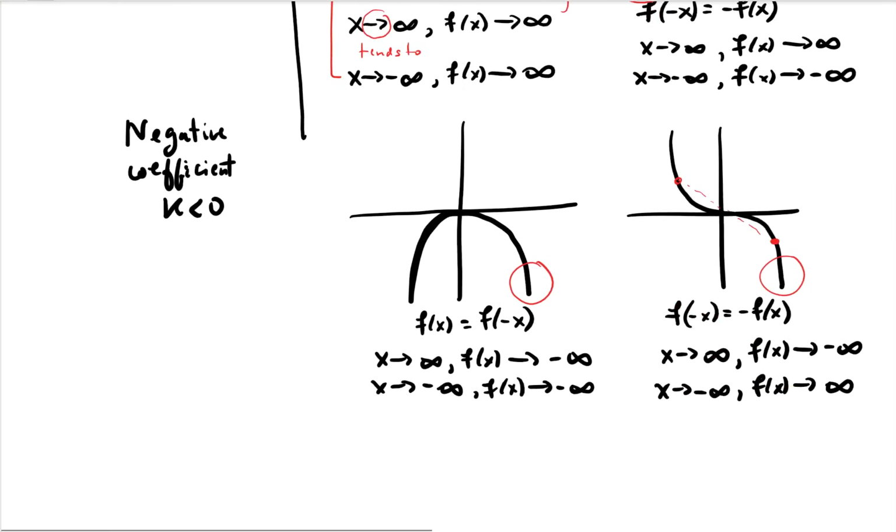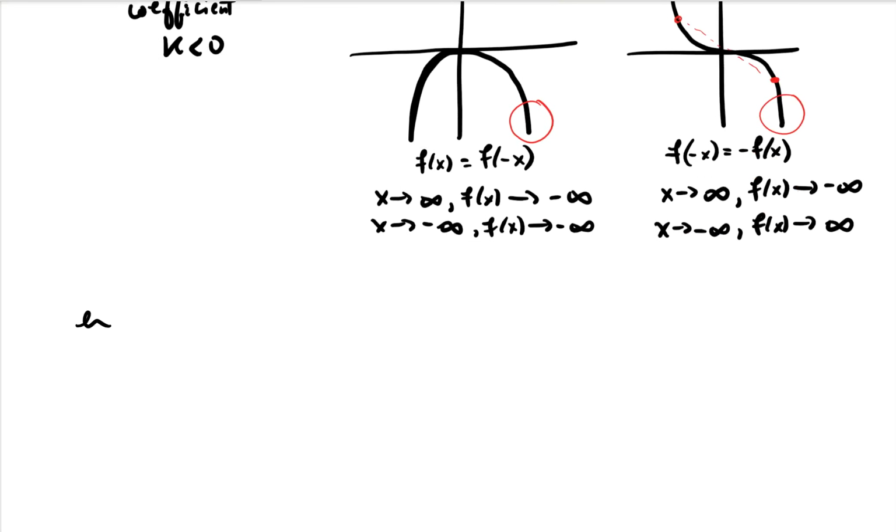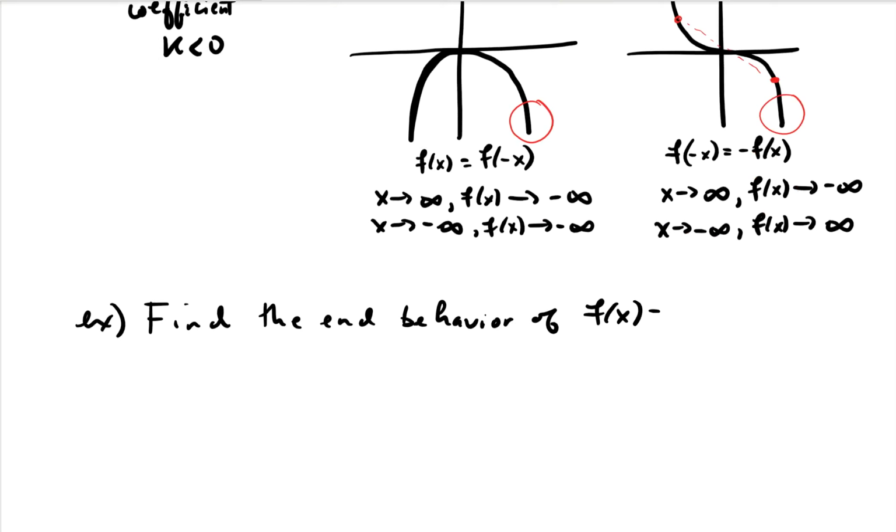So we're just going to finish this video with a simple example. We're going to find the end behavior of a power function. f of x equals minus 7x to the 9. So, how do we do this? First of all, we're going to notice that n is odd. We've got an odd power, and the coefficient is negative.